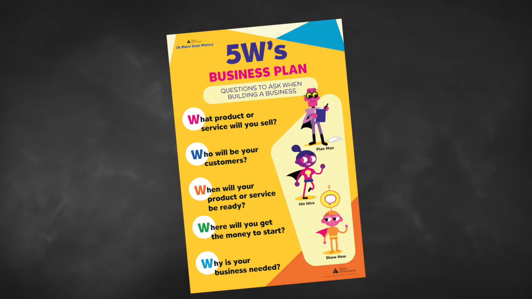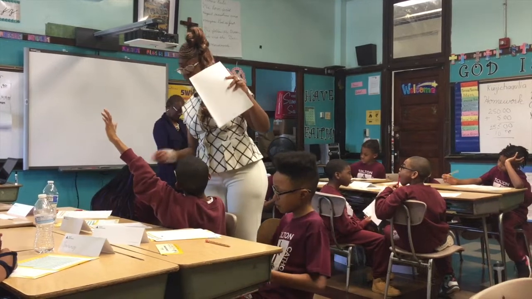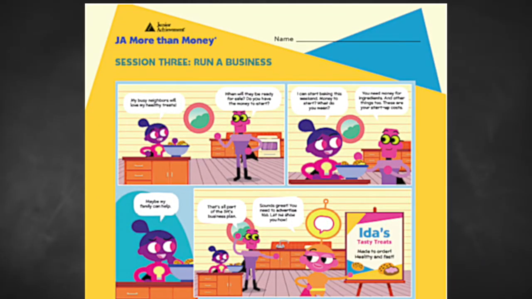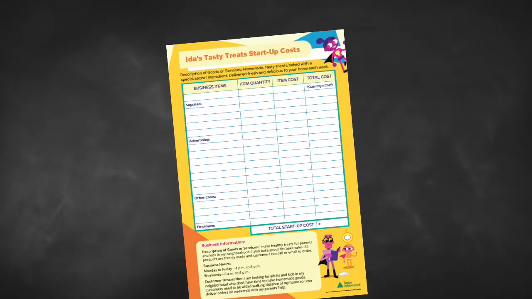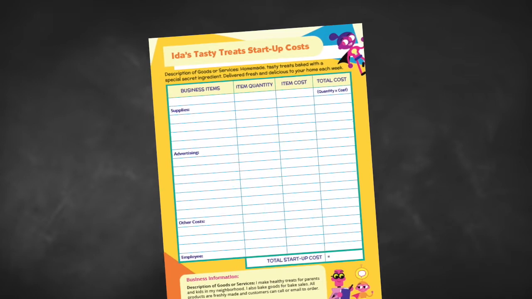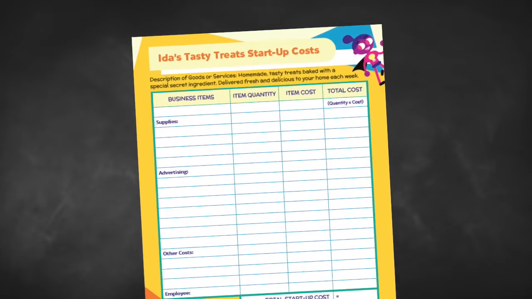After they've compared the 5 W's of basic business planning, tell the students that they'll need to think more about how to get their business started. Relate back to Ida from the comic strip. Display the business plan poster and point out Ida's business plan, explaining there are 2 parts: startup costs and business information.